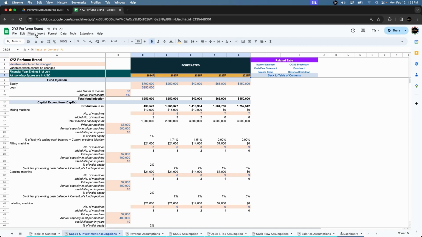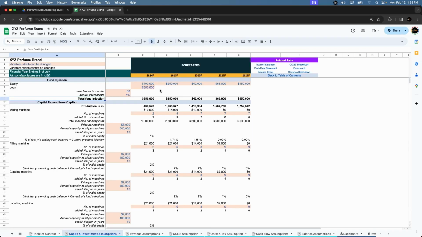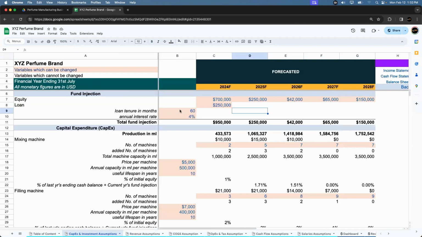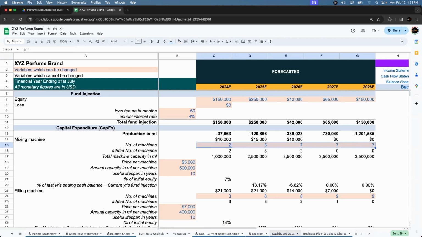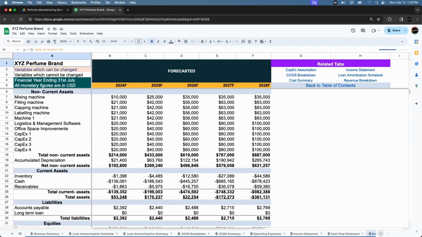So let's say you are starting the perfume brand and you have just $150,000 in savings, and you are not taking a loan, then make the loan zero and make this 150,000. And please make sure that you only enter investment figures or any figures in the cream colored or the pink colored cells, nowhere else, and only in the assumptions tabs. We have mentioned assumptions. So these are the assumptions tabs. Rest are reports. I'm going to get into the details later on.